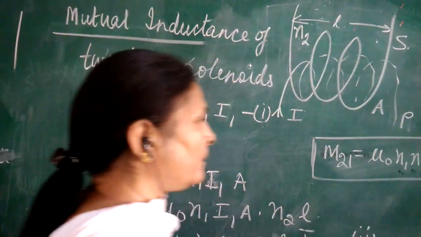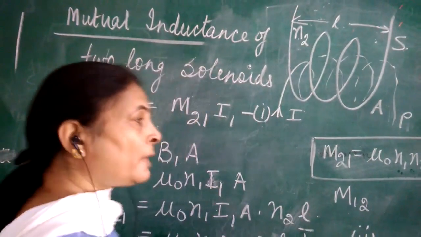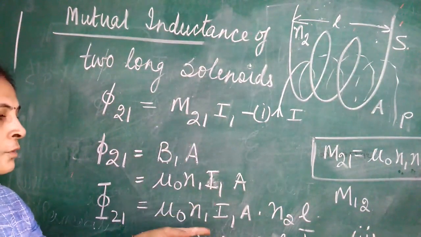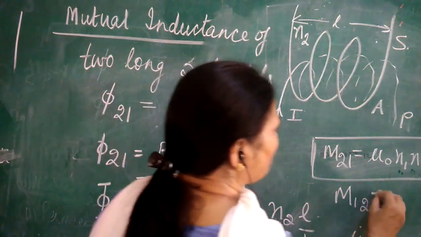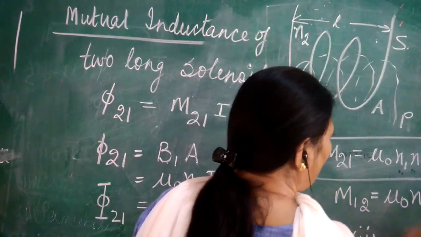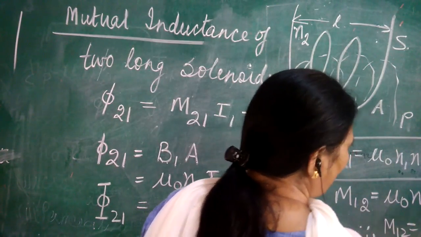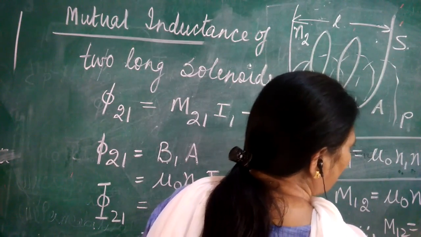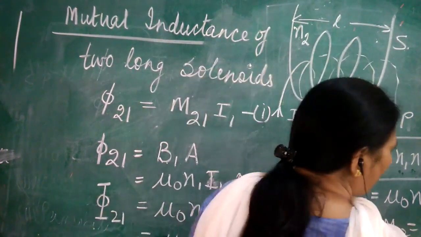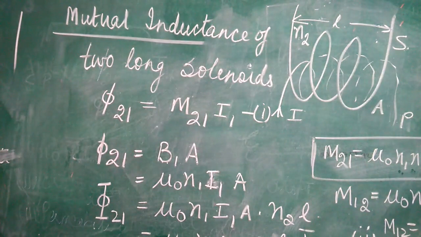Now exactly in the same manner you can find out M12, which you will see will come out to be the same. The only difference being initially you will have N2 here and later on you will have N1. So M12 will also be found to equal mu naught N1 N2 A L, and therefore you can say M12 is equal to M21, say M, where M will now be equal to mu naught N1 N2 A L. This is the expression for mutual inductance of two long solenoids.